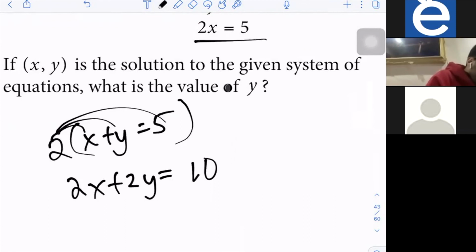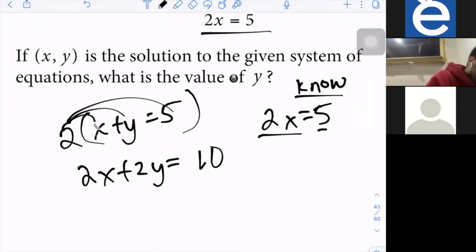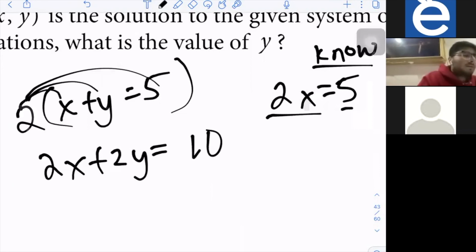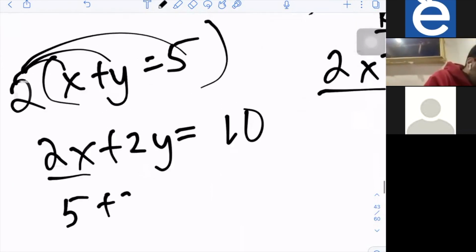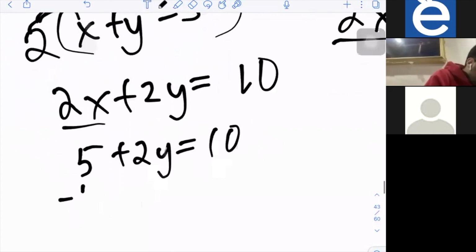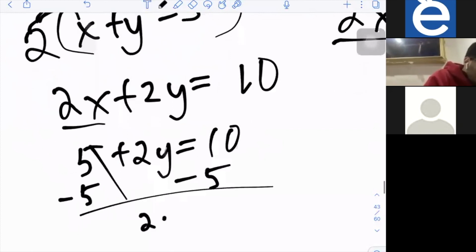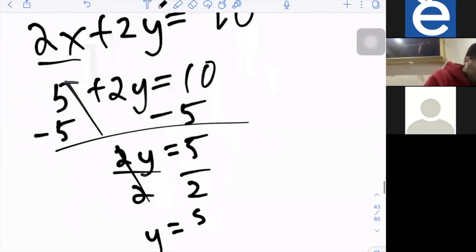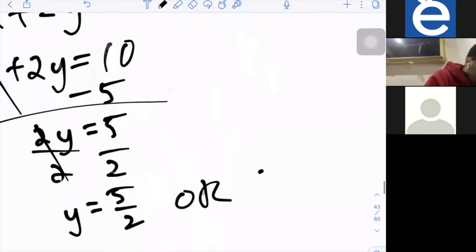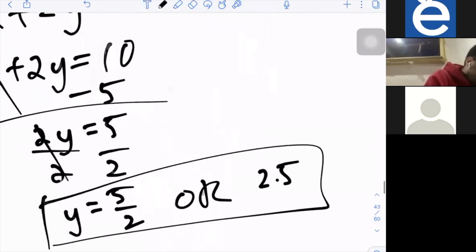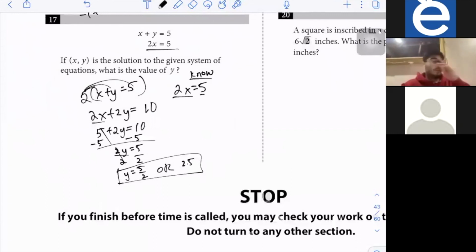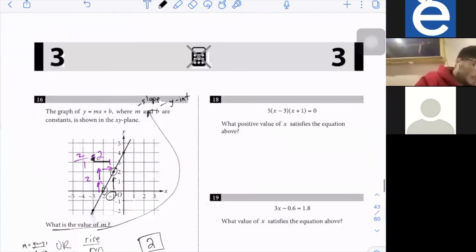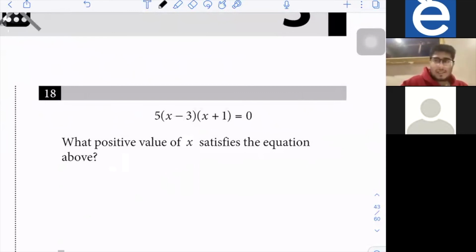And then I already know 2x is equal to 5. So we can just plug the 5 in for 2x, and you get 5 plus 2y is equal to 10. We subtract the 5, 2y is equal to 5, divided by 2. Y is equal to, you can either leave it as 5 over 2 or 2.5. Both options work in this case. So that is our answer for 17, 2.5. Very straightforward.